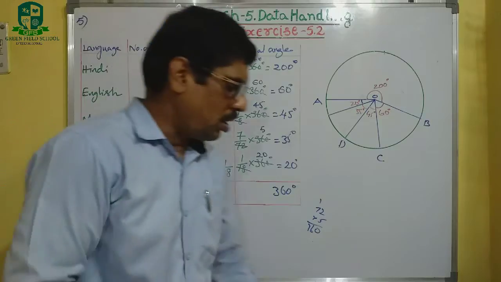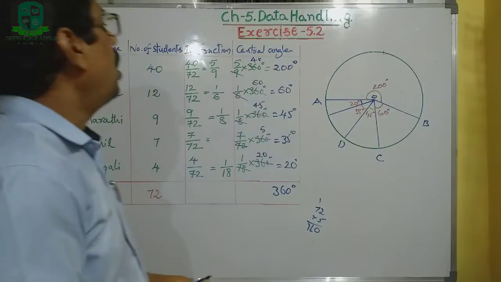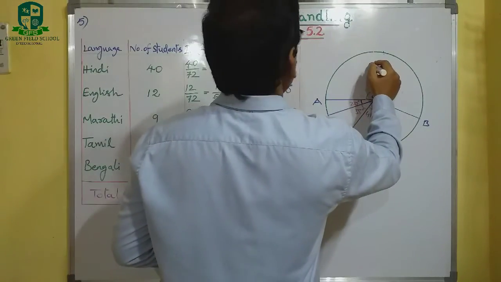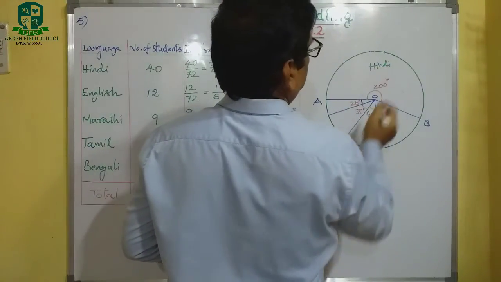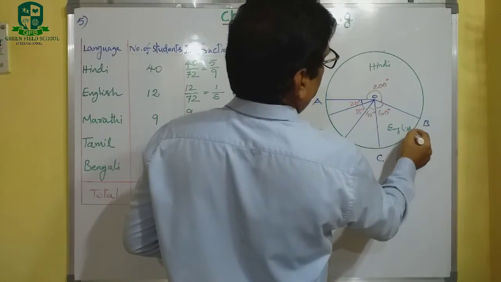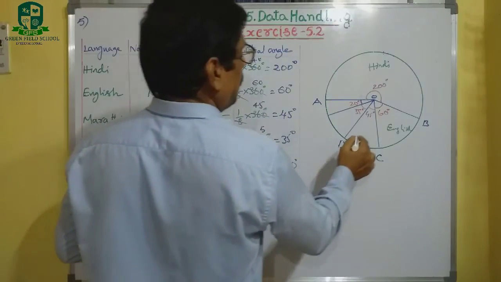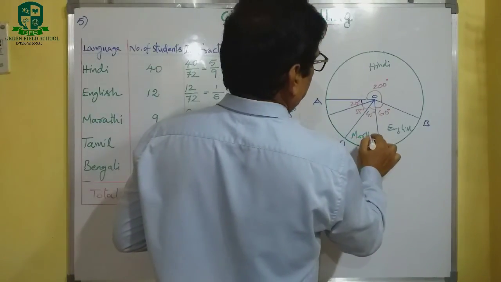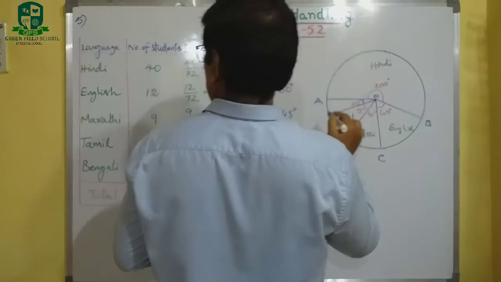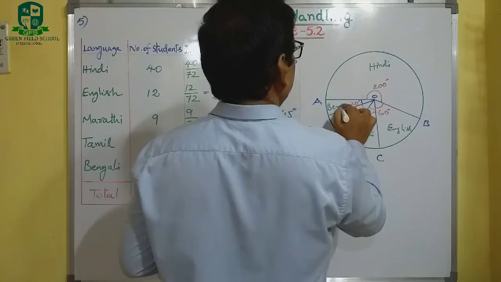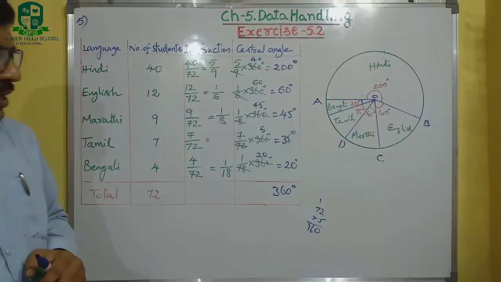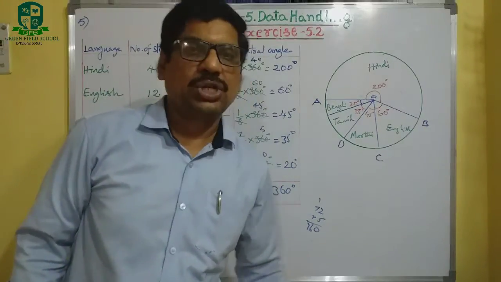So here we have got all the sectors of different languages. Here this is Hindi, this one English speaking students, the area of the sector is this one, Marathi, and this one Tamil, and Bengali. Okay, this is the pie chart for the given information.